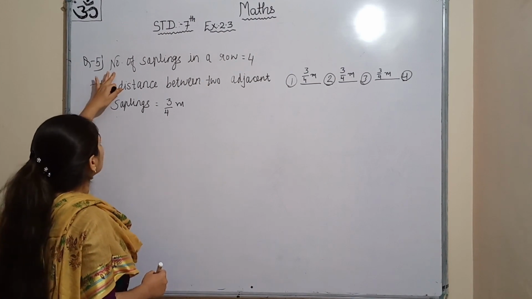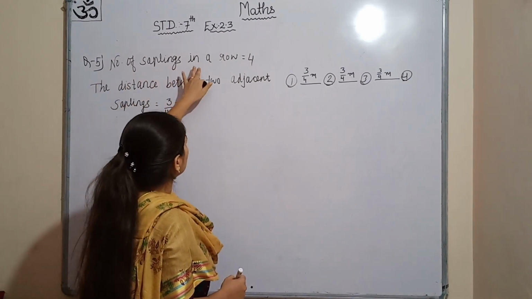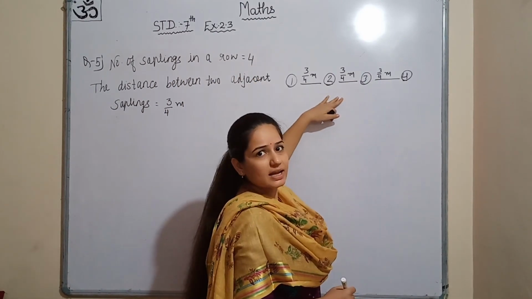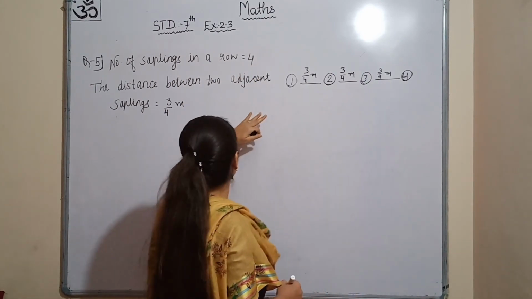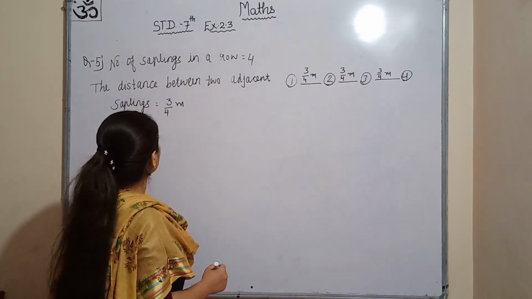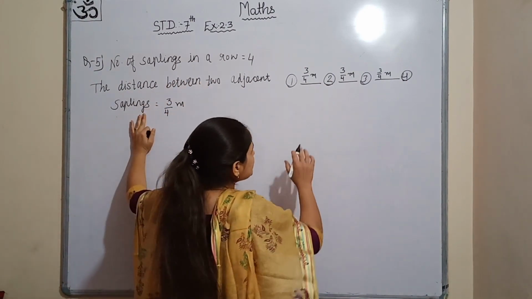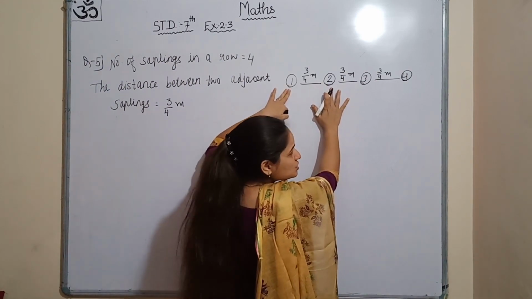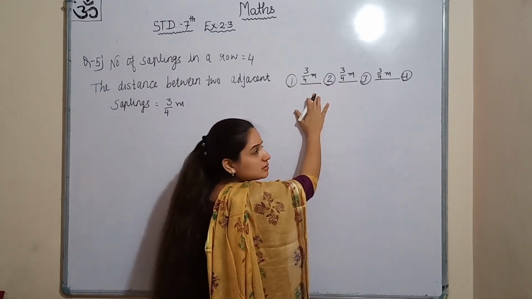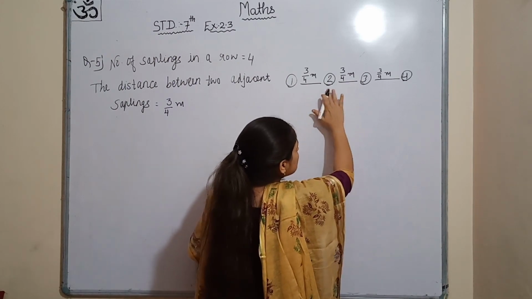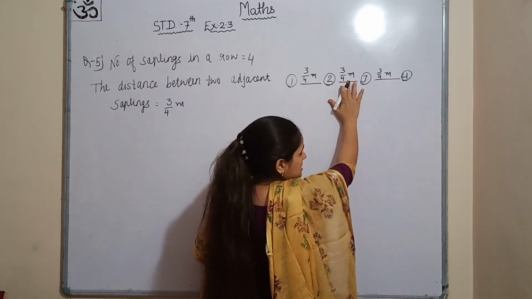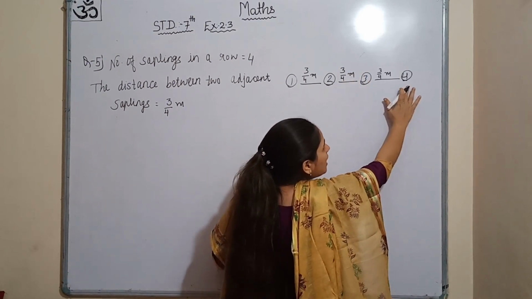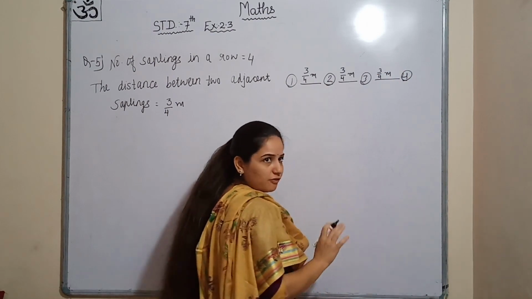Your question says the number of saplings planted in a row is 4. In a row means like this. Sally has planted them. And the distance between two adjacent saplings, adjacent meaning next to each other, is 3 upon 4 meters. The distance between the second and third sapling is also 3 upon 4 meters. The distance between the third and fourth sapling is also 3 upon 4 meters.